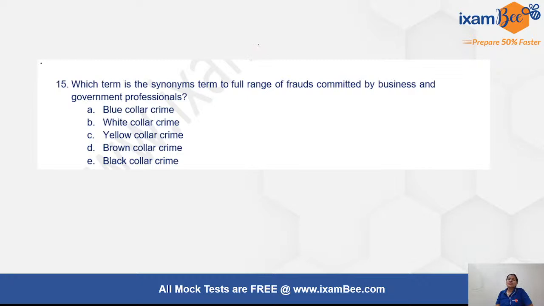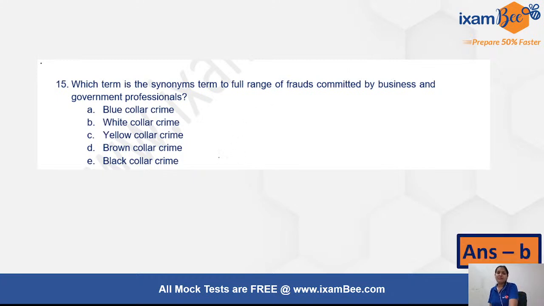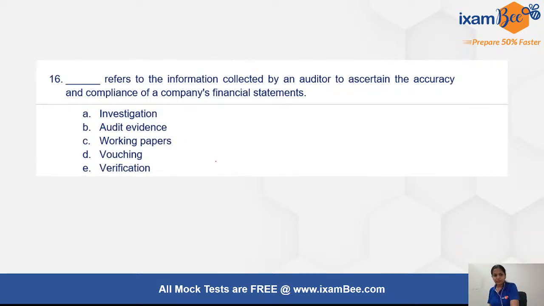Next is, which term is used to also indicate a full range of frauds that are committed by business and government professionals. So when professionals are doing sophisticated type of frauds, undertaking for their personal benefit or materialistic gains, like embezzlement of funds happening and all. So the term that is used, what it is known as, the correct answer is B, white collar crime.